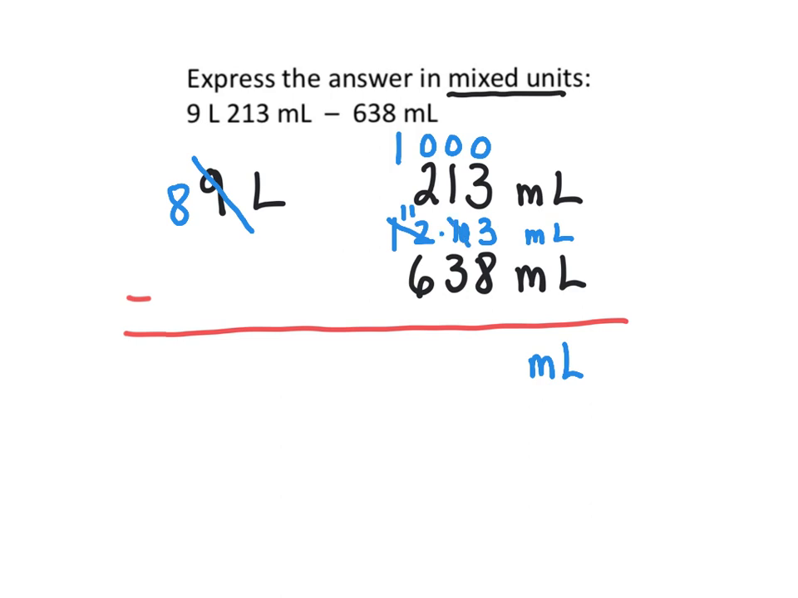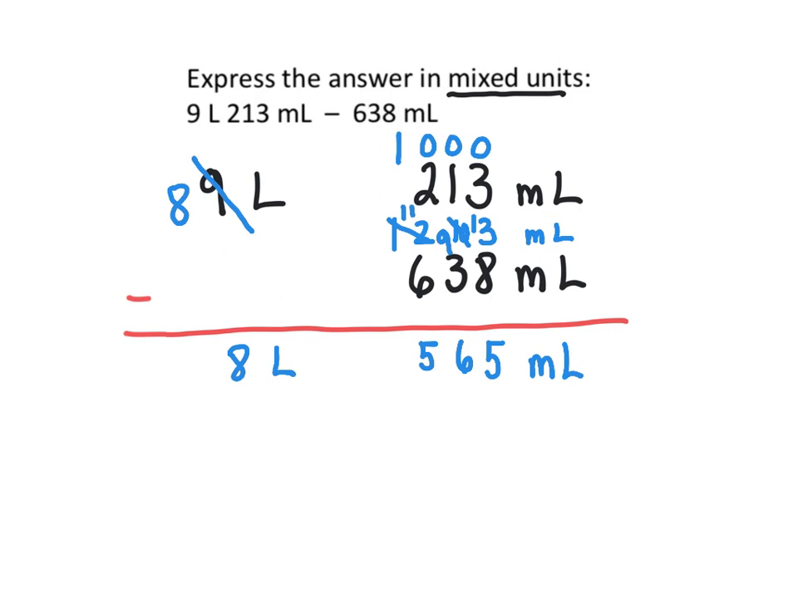But we're going to need to borrow again. Let's make this one 13. So in the ones we have a 5, in the 10s we have a 6 and a 5, and then an 8. So 8 liters, 565 milliliters.